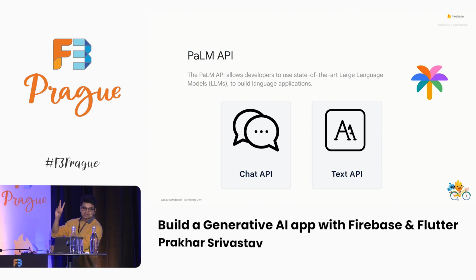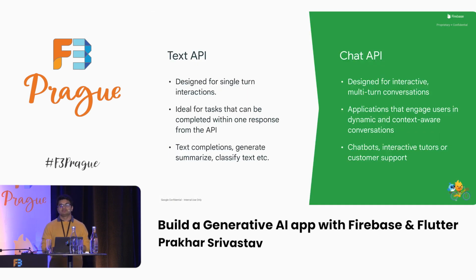Now there are two APIs that the PaLM API has. It has a chat API and a text API. So let's quickly see what the differences are and what we'll be using for our demo. The text API is designed for singleton applications, which means you ask a question, you get back a response, and that's it. It's ideal for tasks that can be completed within one response from the API. Examples here are text completions, the poem one for example, summarizing data or classifying text.